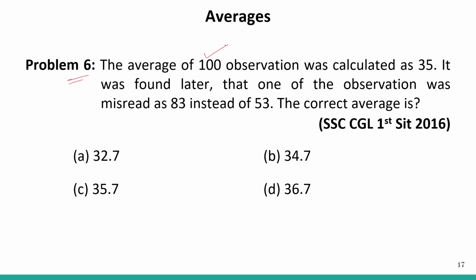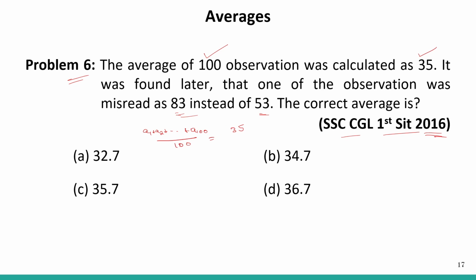The average of 100 observations was calculated to be 35, and it was actually found later that one of the observations was measured as 83 instead of 53. So the input for the average was 83, but it should have been 53. So the correct average will be what? This question has been asked in SSC CGL first sitting 2016 paper. Let's say you have 100 observations, A1 plus A2 plus dot dot dot plus A100, this much by 100 is equal to what? The average was found to be 35, right?